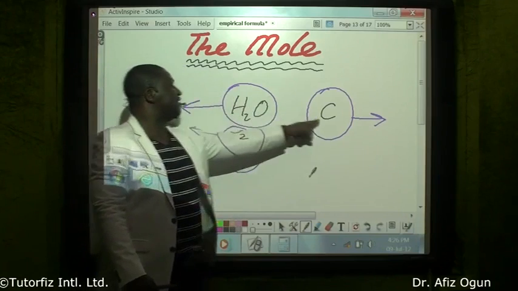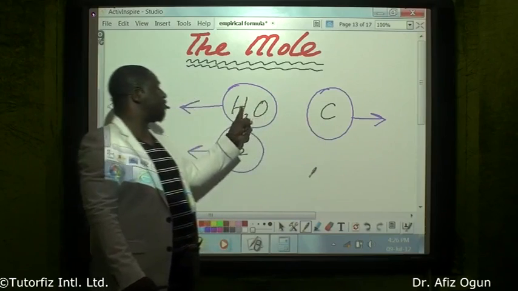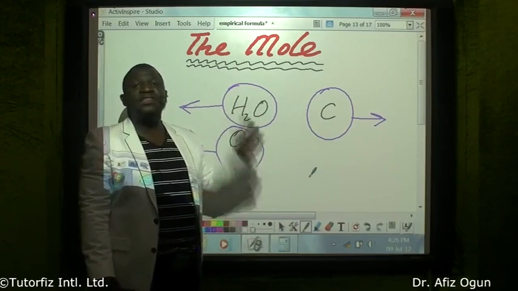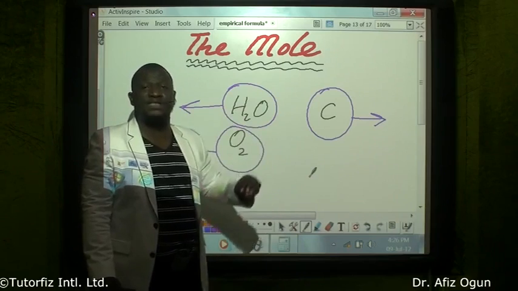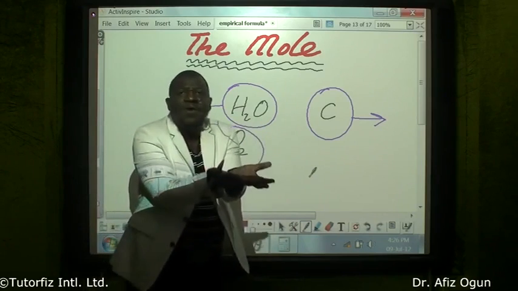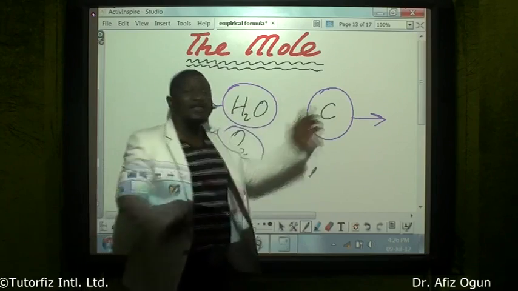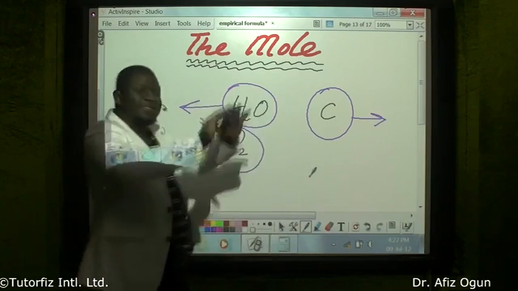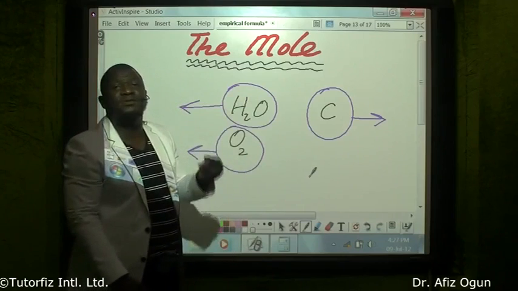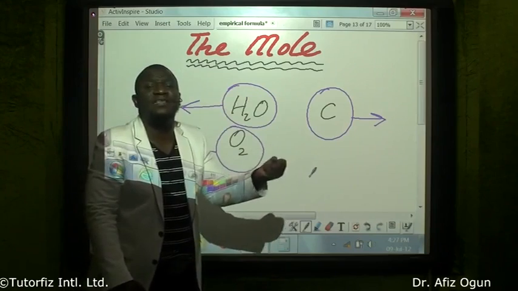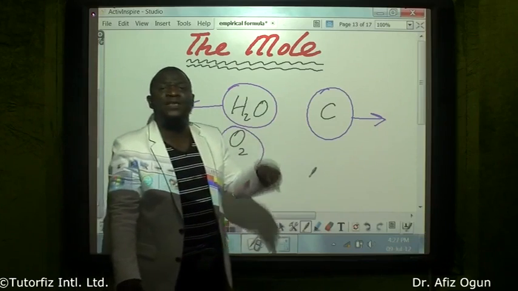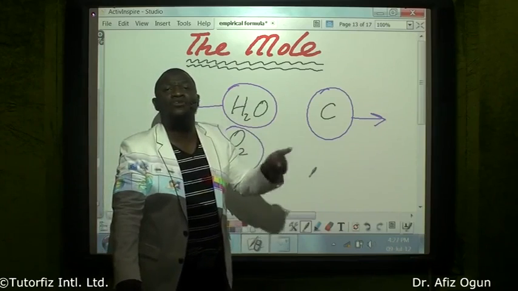But this time around, the particle here is atom and the particle here is molecule. As far as they are one mole, they contain the same number of particles. But the quantity that will contain this particle here may be different from the quantity that will contain the particle here. So the mole of every substance is the amount of that substance that will contain a particular number of particles. And this number of particles is known as Avogadro's number.